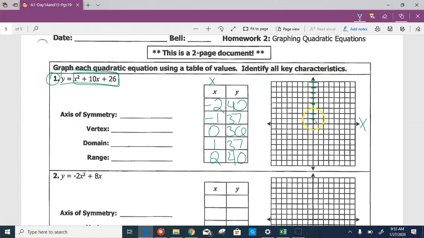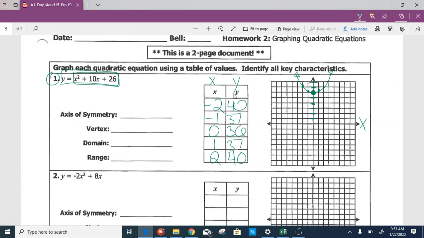So 0, 36, 6, 12, 18, 24, 30, 36. I put my vertex way up here. And then -1, 37, that would just be like right here. +1, 37 would be right there. 2, 40 would be like about, actually a little lower than that, but right here. So I'd only get a piece of the graph, which is fine. My table tells me that I know what I'm doing here.